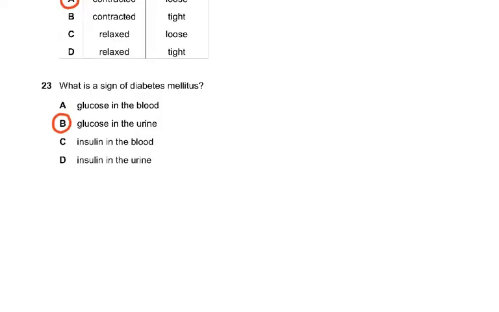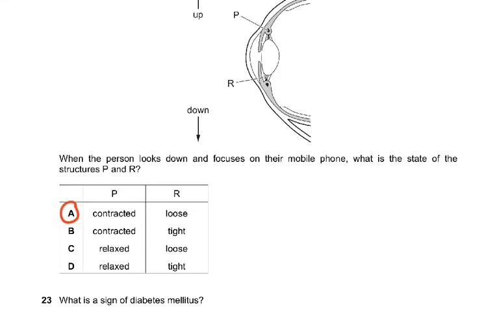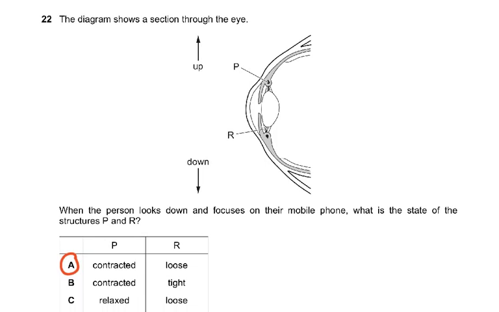Next, coming on to question number 22. Now 22 is a diagram of the eye. The diagram shows a section through the eye, and this is up and down. When the person looks down and focuses on their mobile phone, what is the state of the structures P and R? Now, what are P and R? R are the suspensory ligaments, and P is the ciliary muscle, which is inside the ciliary body. So P is contracted and R are loose. Why? Because it slackens the suspensory ligaments.